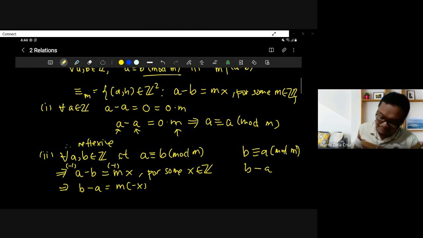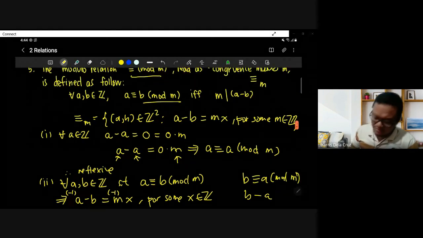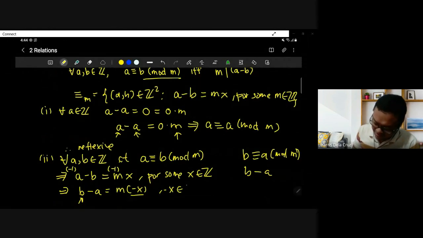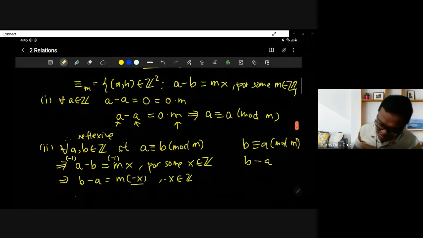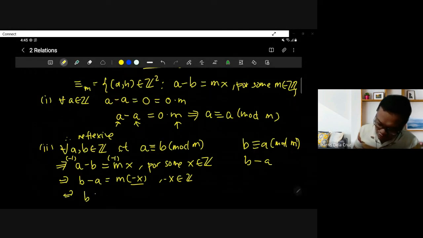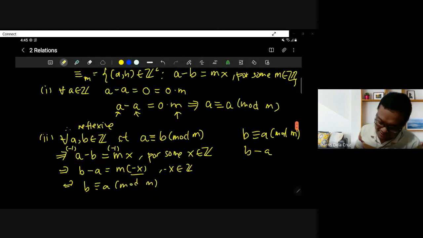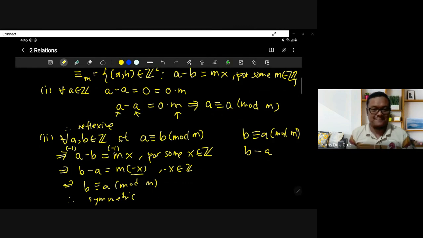Okay. So, B minus A equals M times something, M times any integer for some integer lang naman. Pag ini-negative mo yung X, integer pa rin naman yan, di ba? Ang negative X, integer pa din. Ibig sabihin, nakuha mo na yung form na B congruent to A modulo M, which is what we want to show. Therefore, it is symmetric. Nice na. Dali lang, di ba? Basta susundan nyo lang yung definition.